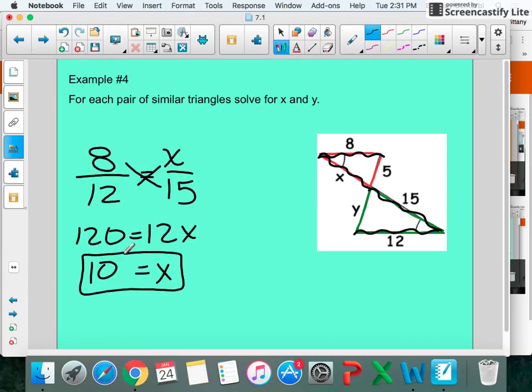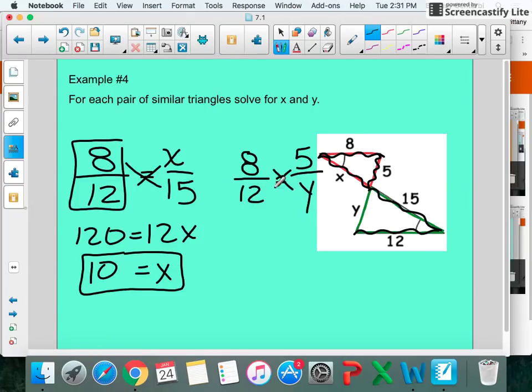Now I have to figure out y. Again, I'm going to start with my 8 over 12 because that's just a given proportion from the problem. And now we have to pay attention here, because if we're starting with the red triangle, we have to start with 5 on top over the y. And again, I'm going to cross multiply. So 8y equals 60. And then if we divide both sides by 8, we get y equals 7.5.